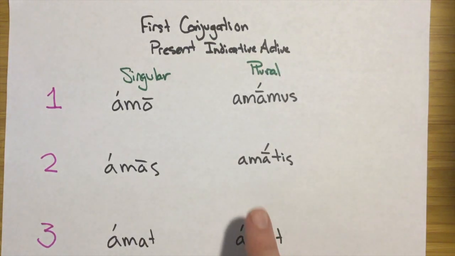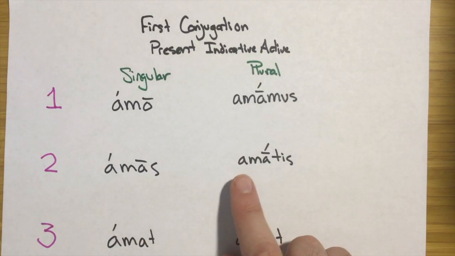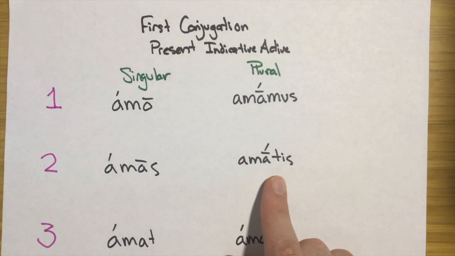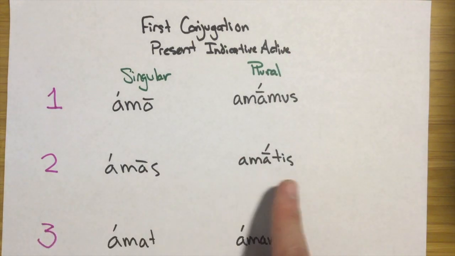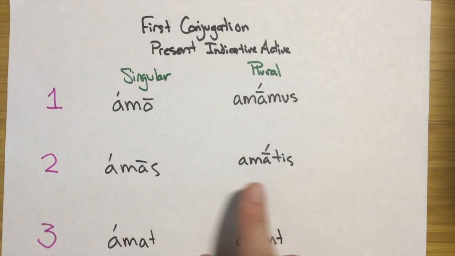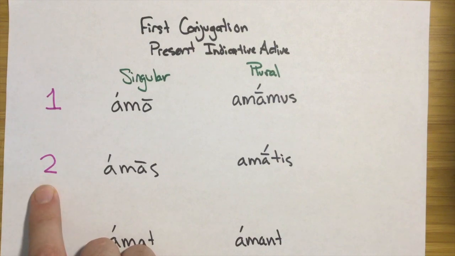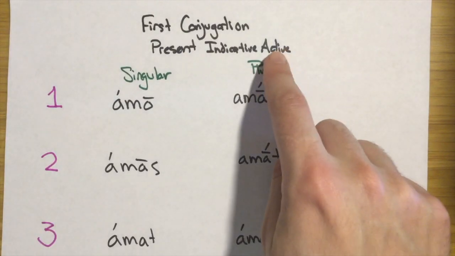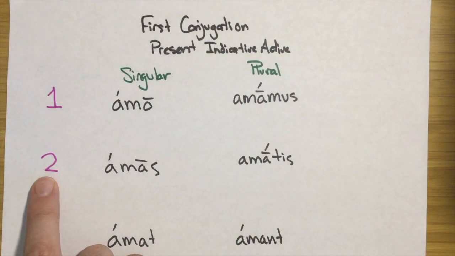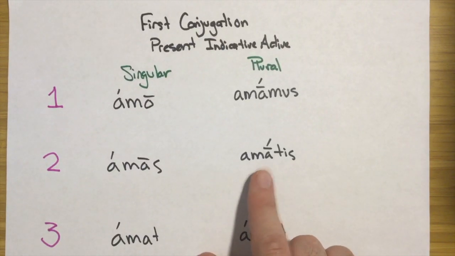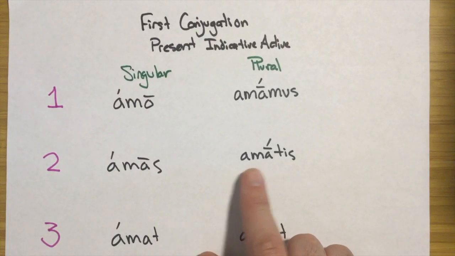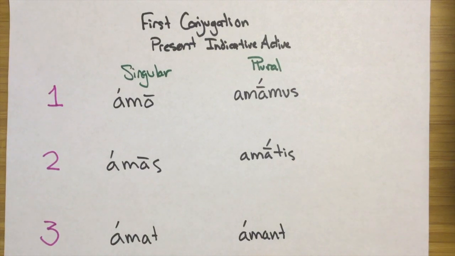Second person plural would have this form, amatis, and it would be translated as you, plural, love or like, because there are multiple listeners, so plural, second person, the listeners, those would be the subjects. So amatis, and this would be amant, they love or like.